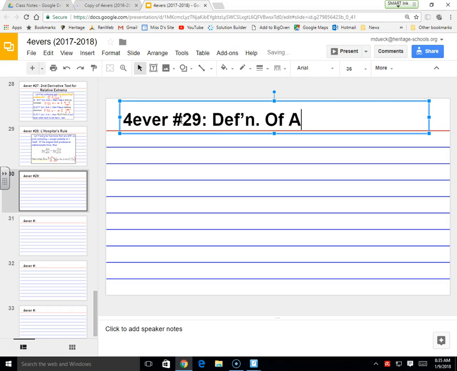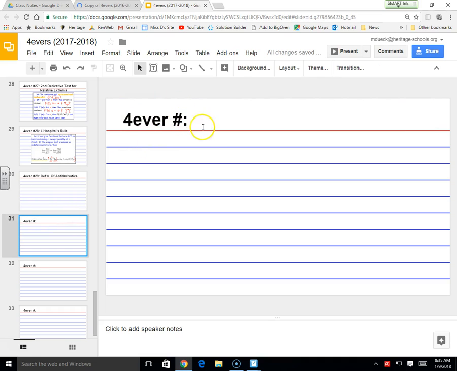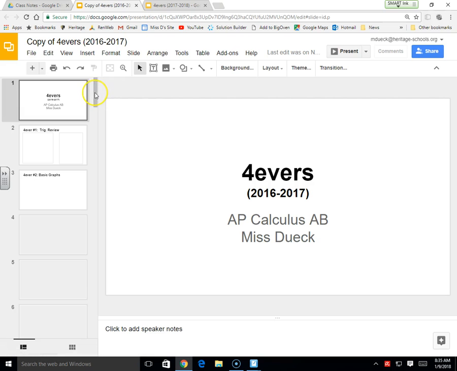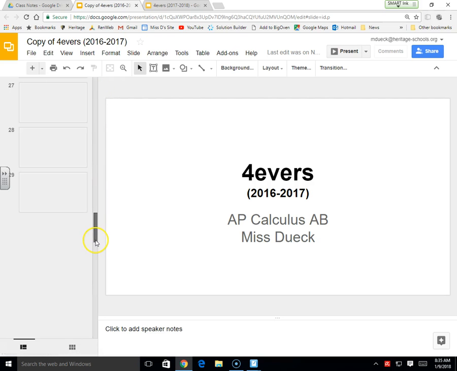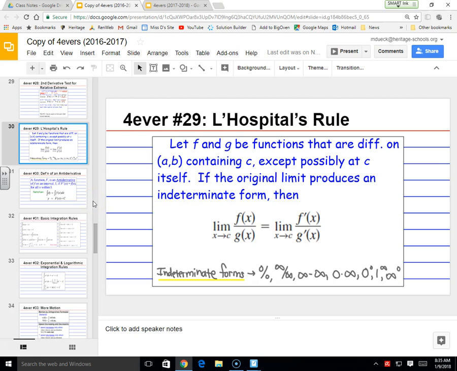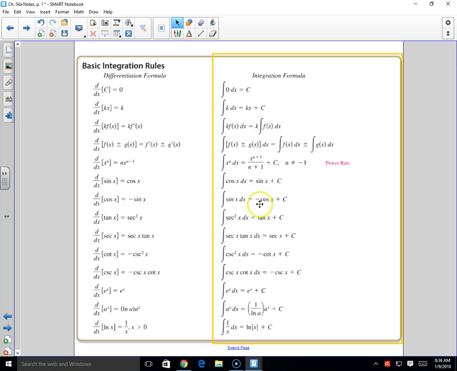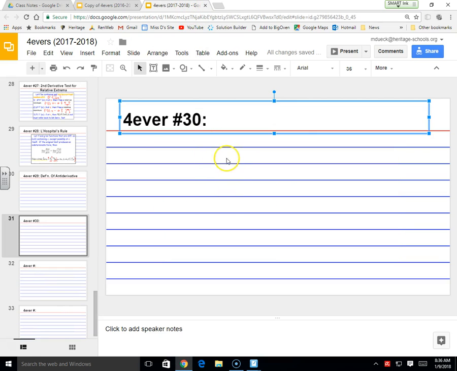So we have forever number 29, definition of an antiderivative, right? Antiderivative. And then this will be forever number, I think, 30. 31, 32. Let me double check. I think it's 29 and 30. Definition of antiderivative. Good, good, good. Okay. There are just a few of these basic ones that will make a new card. And I'll show that to you as soon as I get the forever card updated.